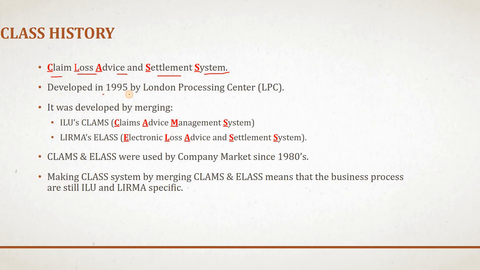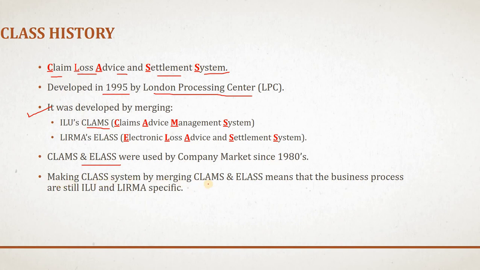It was developed in 1995 by the London Processing Centre, LPC, and it was developed by merging two bureau systems: ILU's CLAMS, which stands for Claim Advice Management System, and LIRMA's ELAS system, which is Electronic Loss Advice and Settlement System. CLAMS and ELAS had been used by the company market since the 1980s, so they were very mature products before getting merged and formed as the class system.